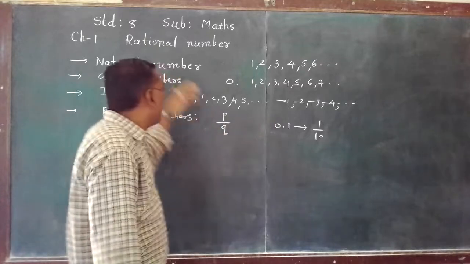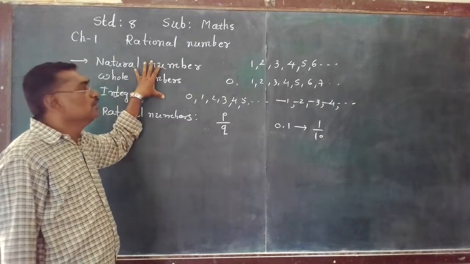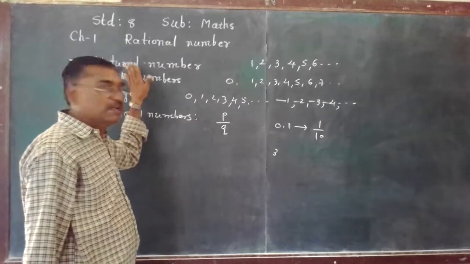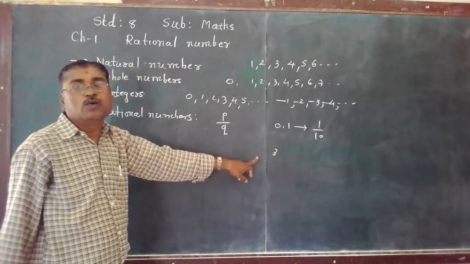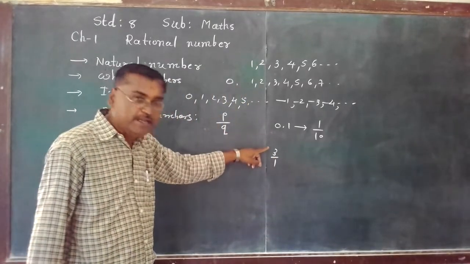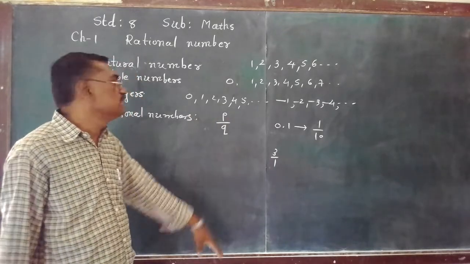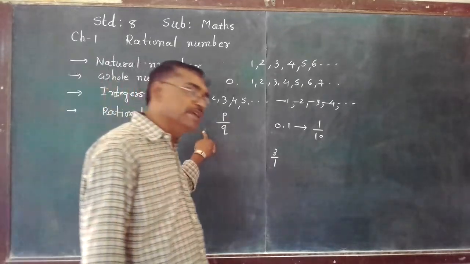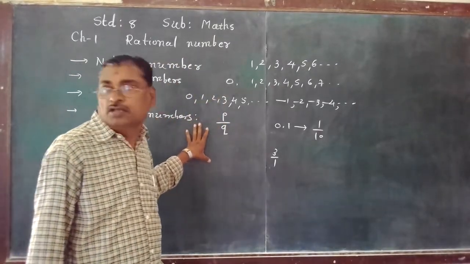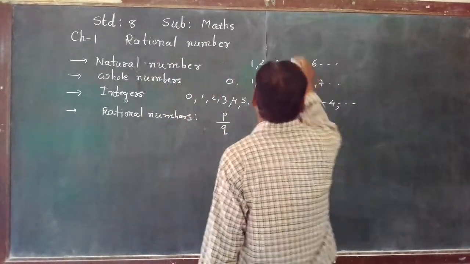Now the question is, are these rational numbers? Yes, these are also rational numbers. Suppose here is the 3. 3 is a natural number, but a natural number is also a rational number. How can we say? If we represent 3 upon 1, means here is the numerator and denominator, then we can call it a rational number. Means the number which can be represented in the form of p upon q is called a rational number.